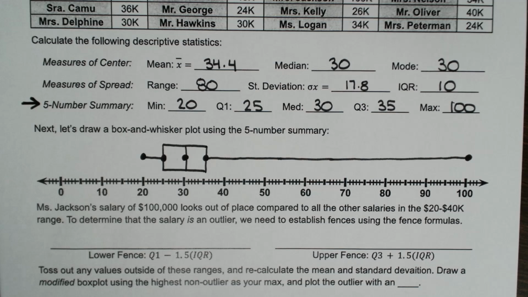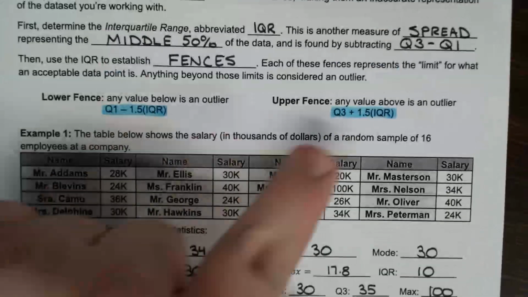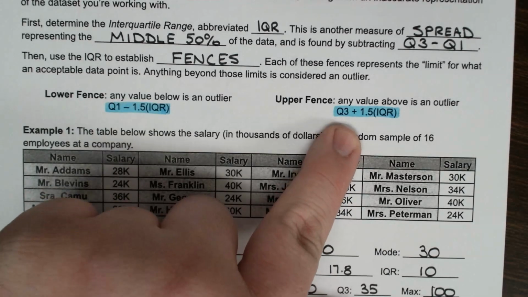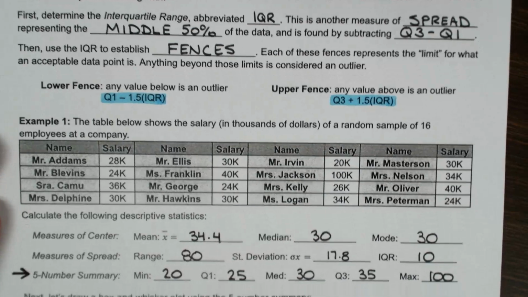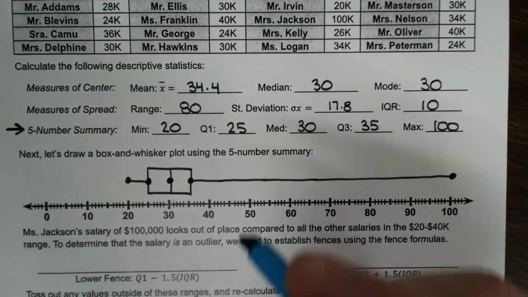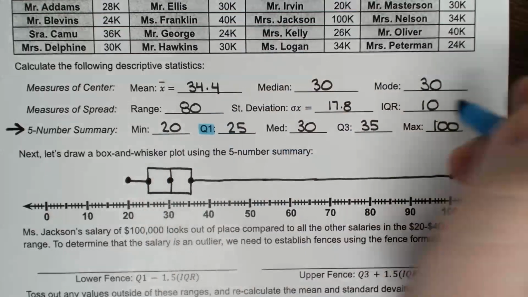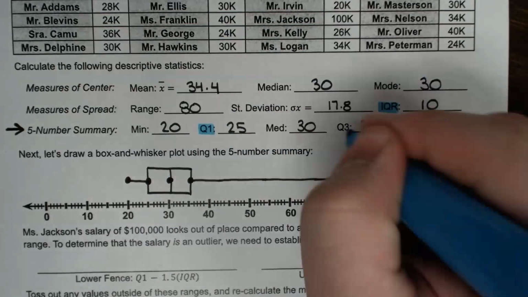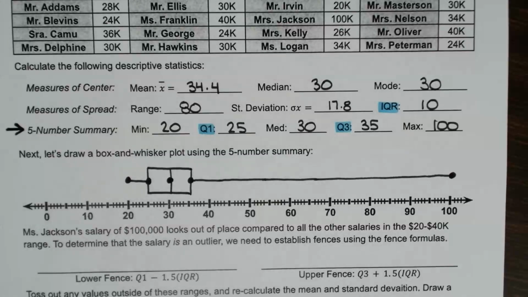So here's how we check and see if something's an outlier. The first thing we're going to do is use those 2 fence formulas. And to use those, the numbers I'm going to use are the Q1 and the IQR, and the Q3 and the IQR.